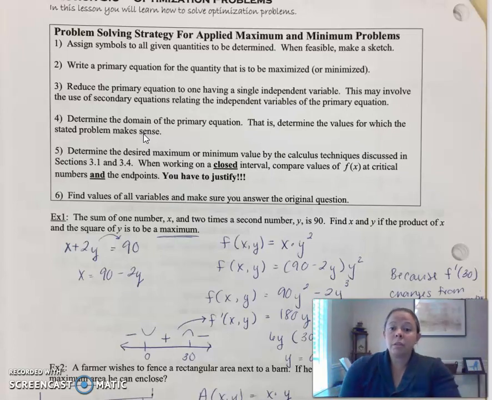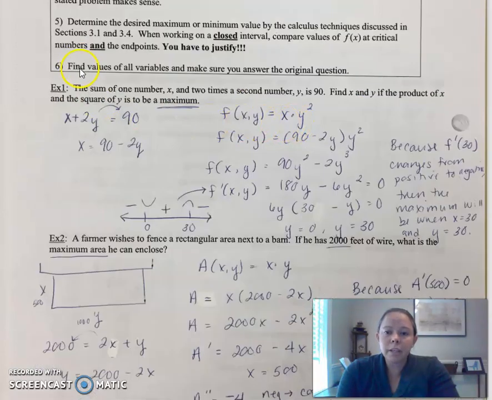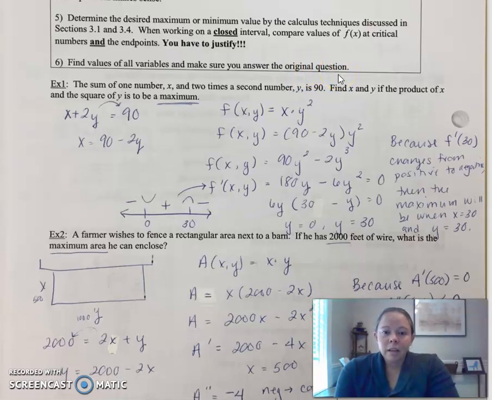And go from there. Then determine the desired maximum value using the calculus techniques discussed in sections 3.1 and 3.4, meaning your first derivative test, get your critical numbers. When working on a closed interval, compare values of f of x at critical numbers and the endpoints, and you have to justify. And then finally, find values of all variables and make sure you answer the original question. Okay, so, all right, I'm going to scroll down.